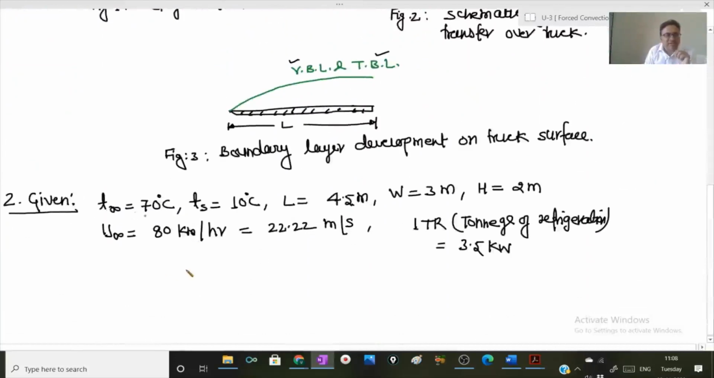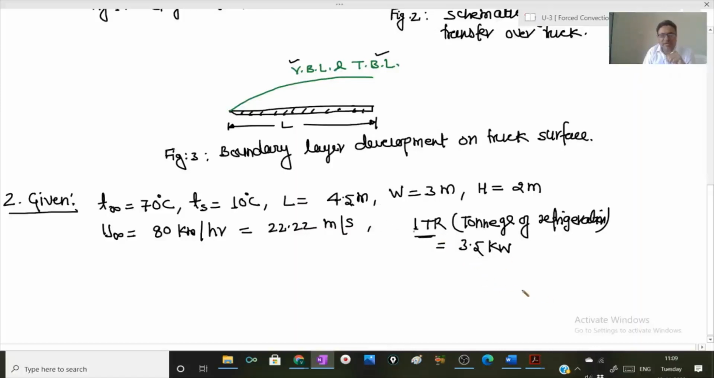So all these things I have enlisted. Surrounding temperature T infinity is equal to 70 degrees Celsius. Truck body temperature Ts is equal to 10 degrees Celsius. Length of the truck as 4.5 meter. Width as 3 meter. Height as 2 meter. Free stream velocity of the air as 80 km per hour. I have converted into meter per second as 22.22 meter per second. And 1 tonnage of refrigeration, it is given as 1 TR is equal to 3.5 kilowatt.